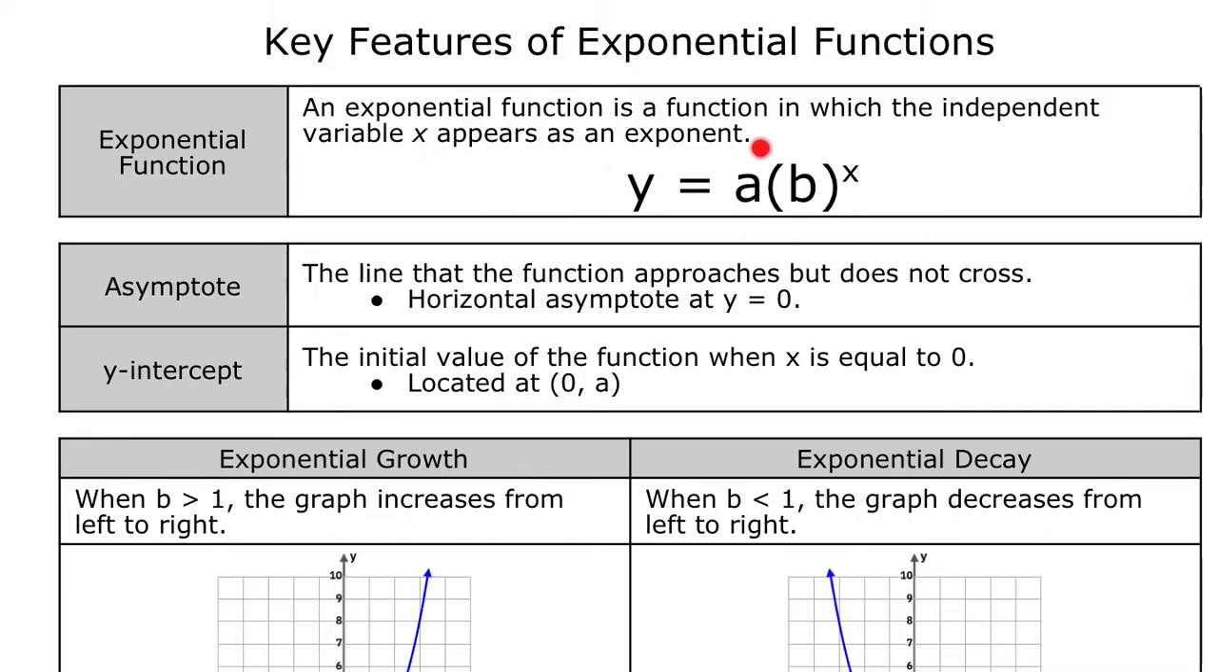So here's our parent function, what it'll look like. Y equals a times b to the x power. See how x is that exponent? It's always going to be in this format. A and b will both be numbers.